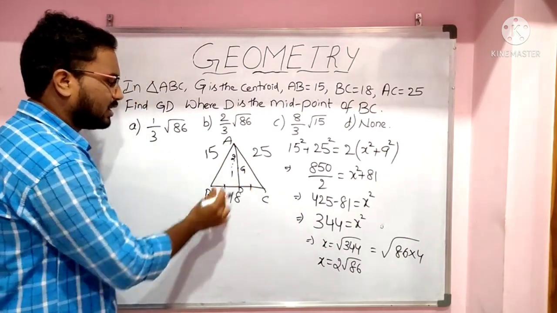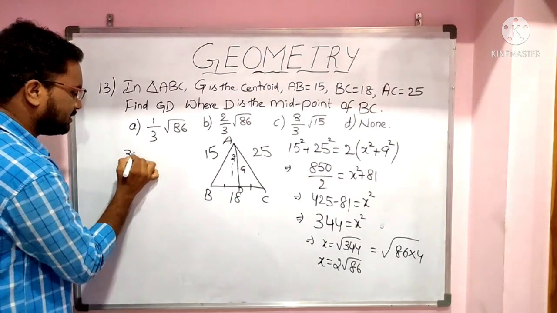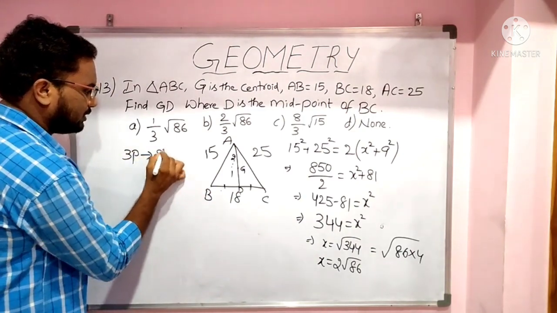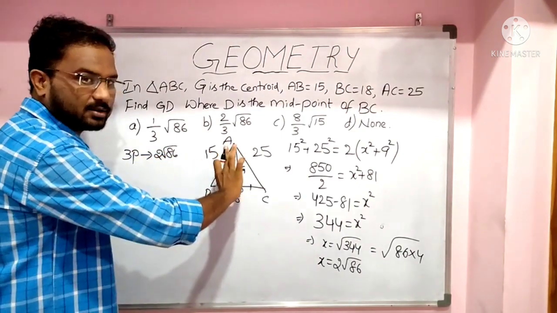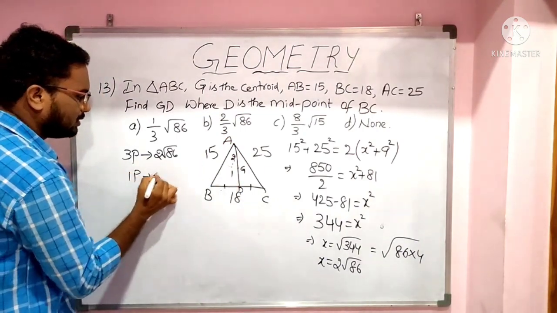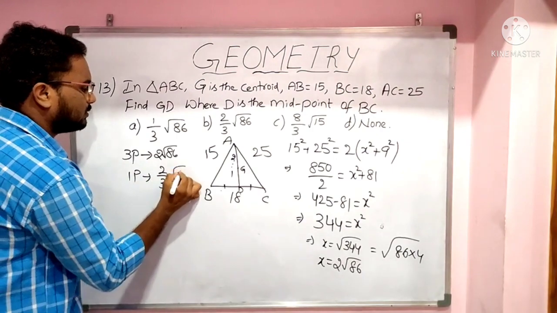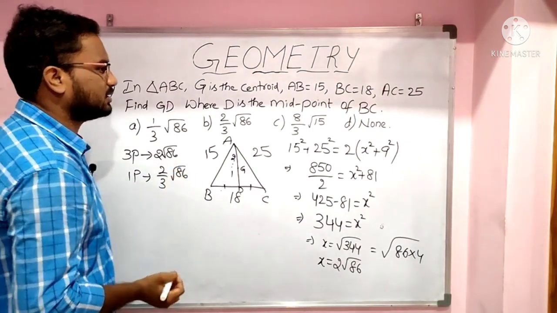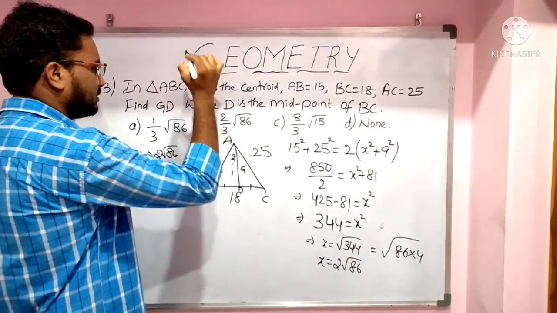We need to find GD. So with the 2:1 ratio, the total is 3 parts. So 3 parts value is 2 root 86, which is the total AD value. So we need to find GD. GD means 1 part. The 1 part value is 2 by 3 into root 86. So the answer is 2 by 3 into root 86.